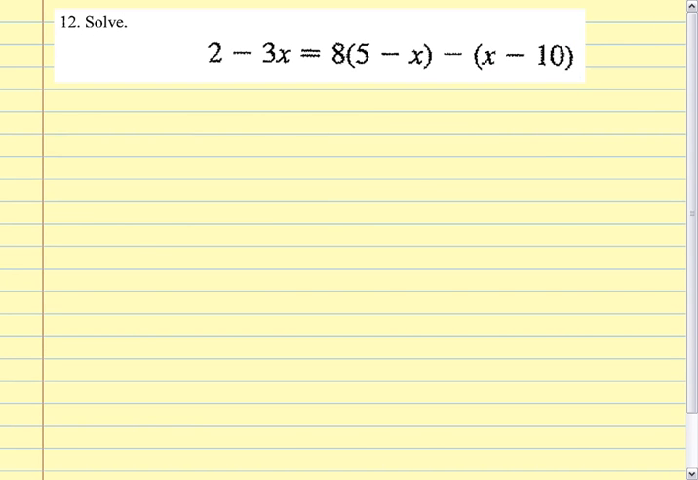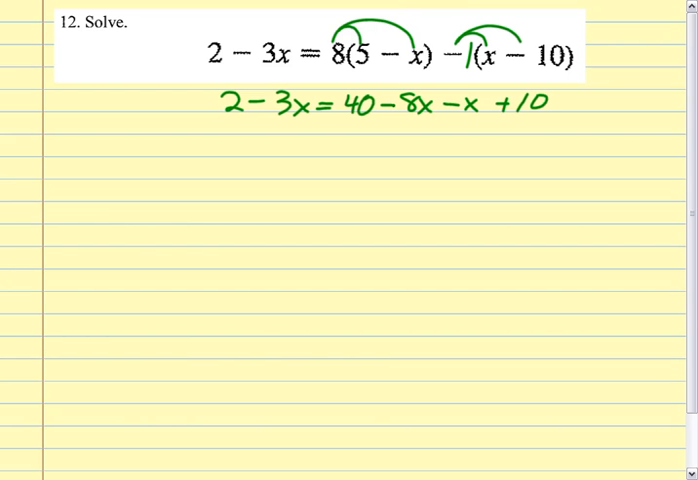All right. Number 12 says solve. Okay, well, you know what? The rule always says simplify before you solve. So the first thing I'm going to do is distribute this 8 in there. So I'm going to get 2 minus 3x is equal to 40 minus 8x. And then I'm going to distribute this -1. That's what it is. Just distribute the negative. Okay, so I get -x and then plus 10.